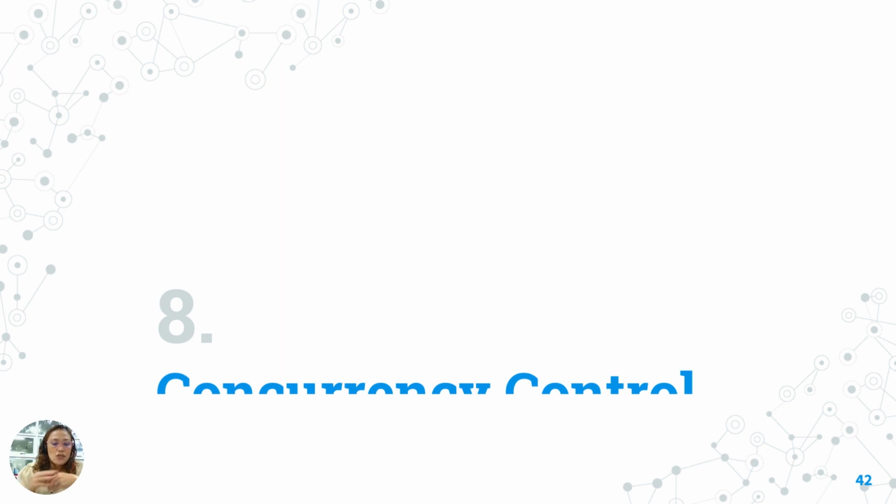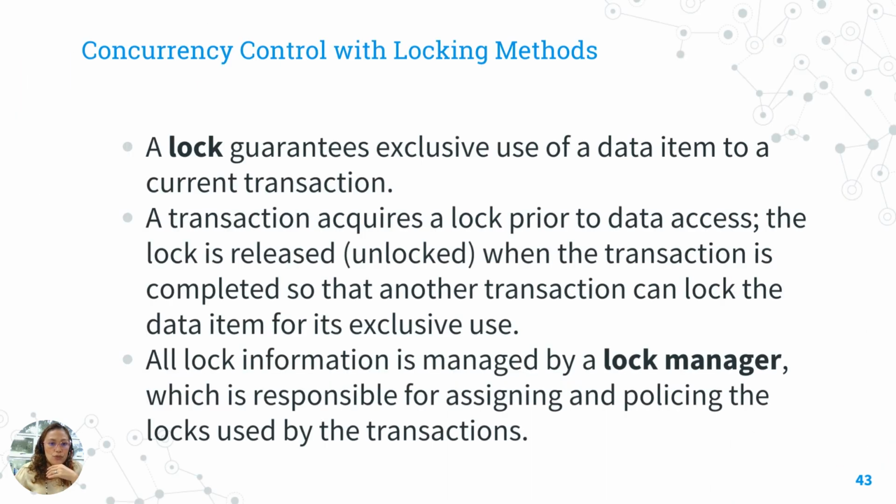Okay. So let's go now with concurrency control with locking mechanisms, or locking methods. Locking methods means granting a lock on a table for a specific transaction. Your lock guarantees exclusive use of that data for that particular transaction. So the transaction will acquire locks prior to data access.